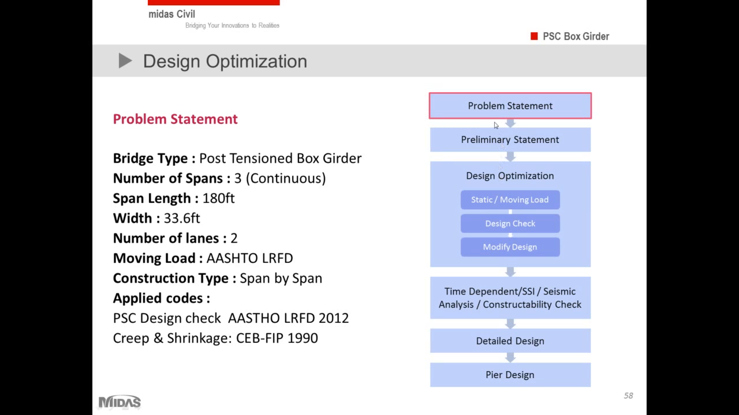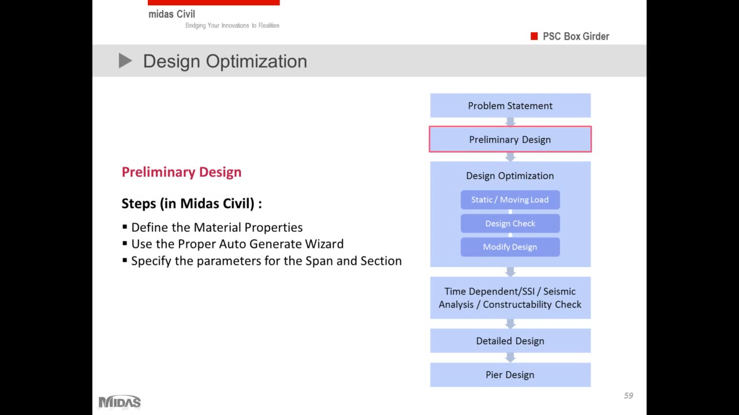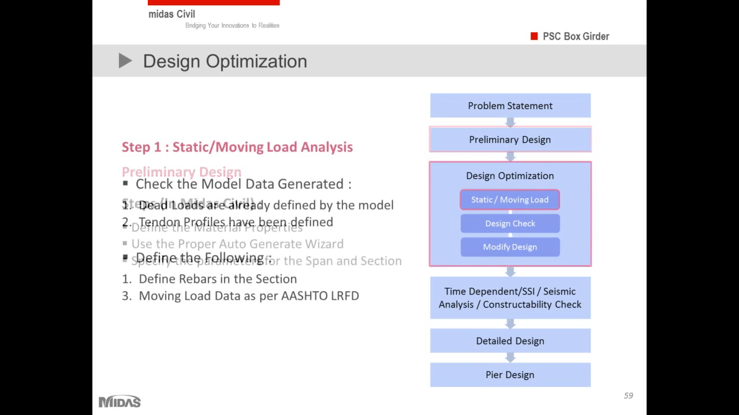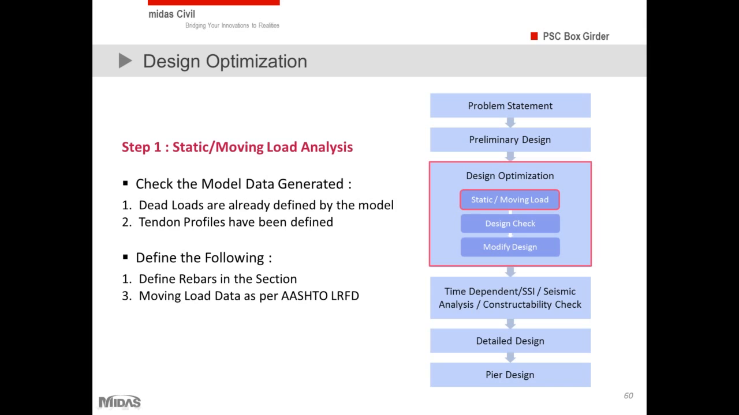And these are the steps that I'm going to follow. First, I'll do the preliminary design, then I'm going to do the design optimization. So for preliminary design in MIDAS Civil, we'll define the material properties, and based on our experience or the span divided by 20, we can choose a cross section, and we can use the wizard of MIDAS Civil to automatically generate the model for us. So let us generate this model in MIDAS Civil. I'm going to open MIDAS Civil one more time here.